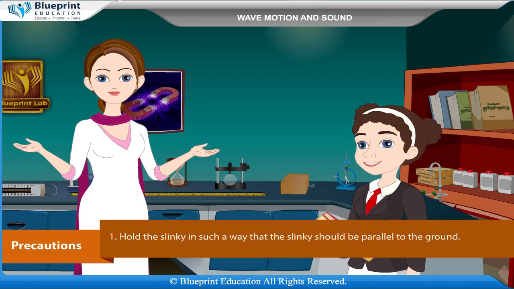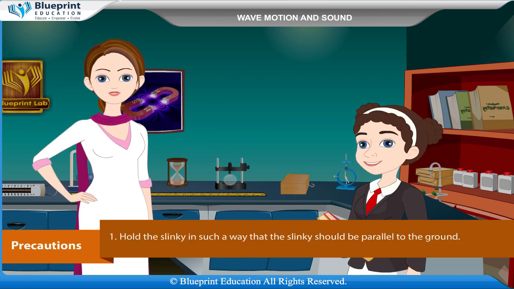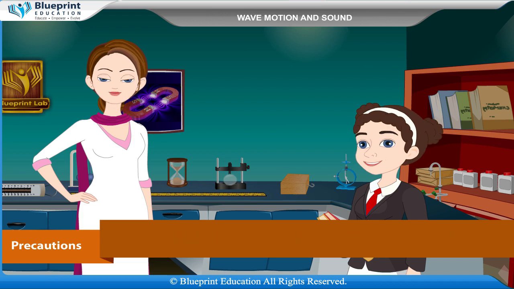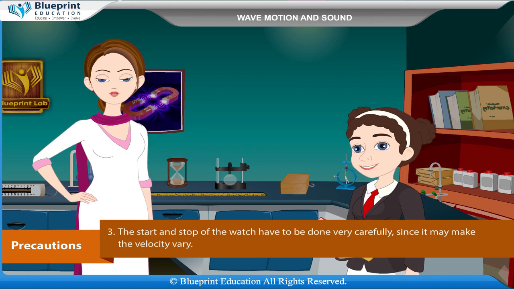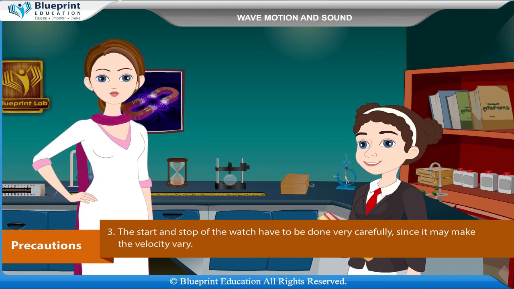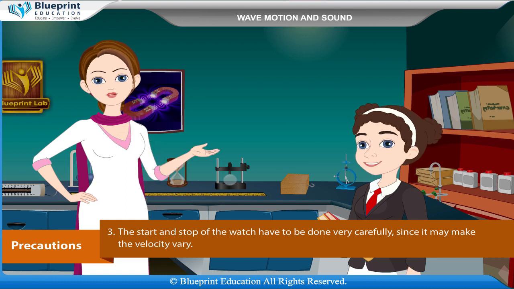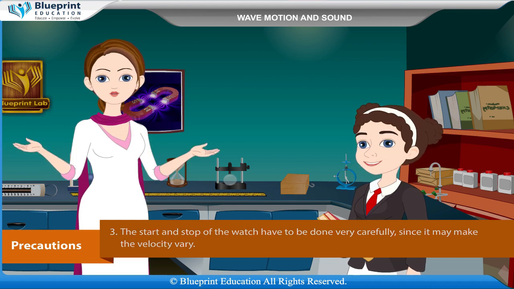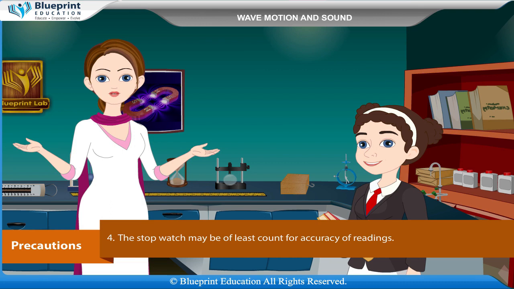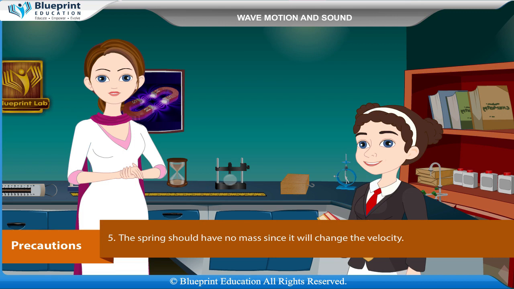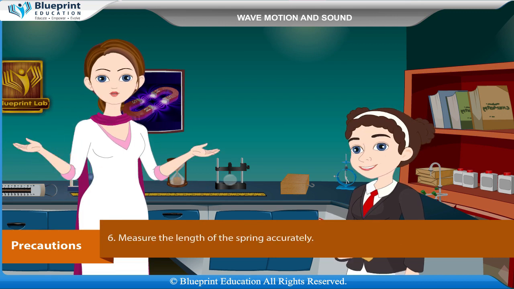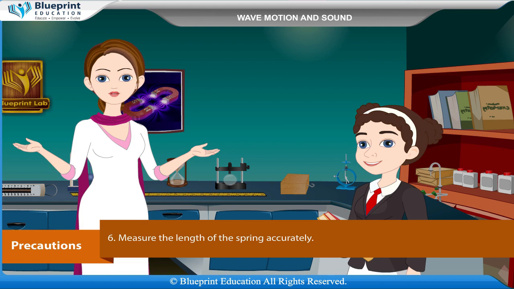Precautions: hold the slinky in such a way that the slinky should be parallel to the ground. While giving the jerk, the slinky itself should not move as a whole. The start and stop of the watch have to be done very carefully, since it may make the velocity vary. The stopwatch may be of least count for accuracy of readings. The spring should have no mass since it will change the velocity. Measure the length of the spring accurately.